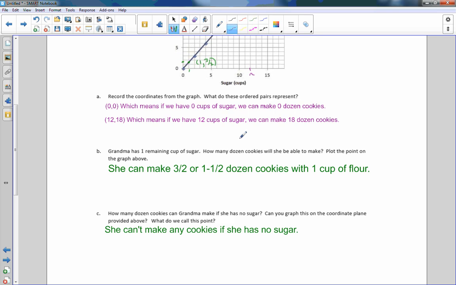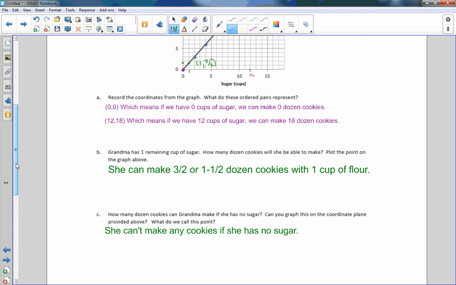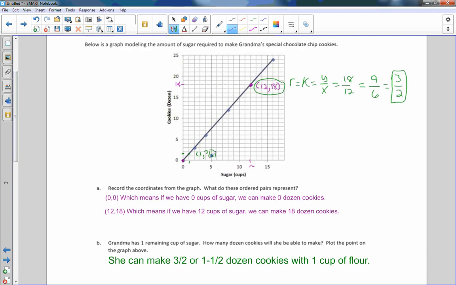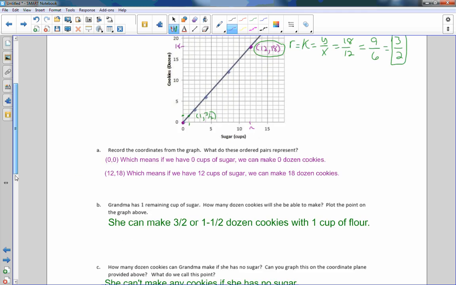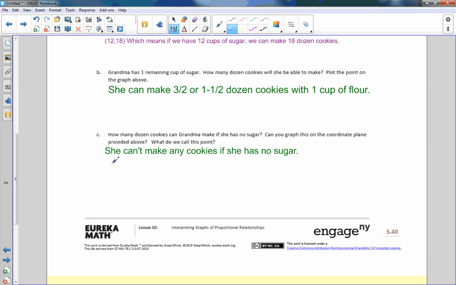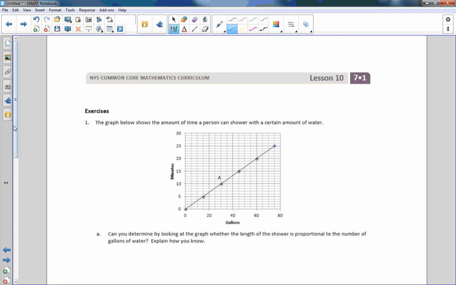All right, so can you graph this on the coordinate plane provided above? Yes, it's right here. 0 cookies, 0 sugar, or 0 sugar, 0 cookies. So let me show you that. Sugar, 0, cookies, 0, the point 0, 0. And it says, what do we call this point? And this point is 0, 0. We call this point the origin, where the graph originates.